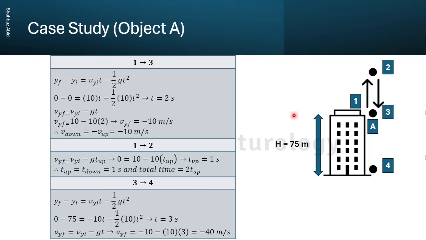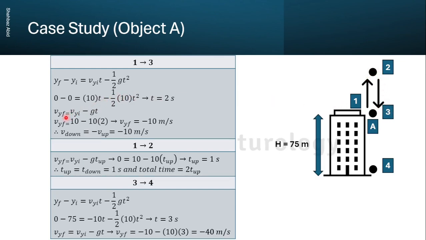considering the origin to be the starting point of this object, so from 1 to 3 is going to have final position to be 0 and the initial position also going to be 0, because it has traveled from the origin which was here and it has returned back to the origin, which is again at this location. 3 and 1 are at the same position. So 0 is equal to initial velocity 10 times t minus half times 10 times t squared. I'm going to get the time equal to 2 seconds. So it took 2 seconds to move from 1 all the way to 3.